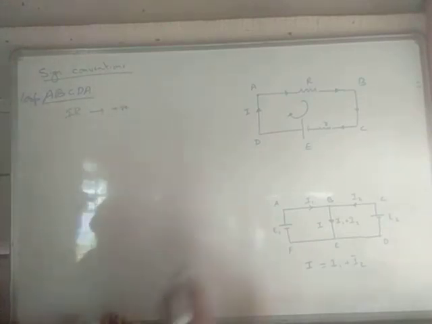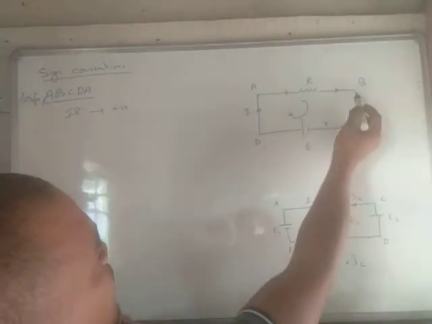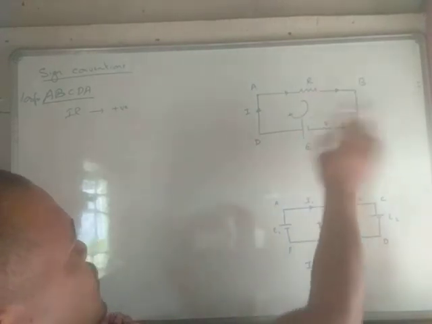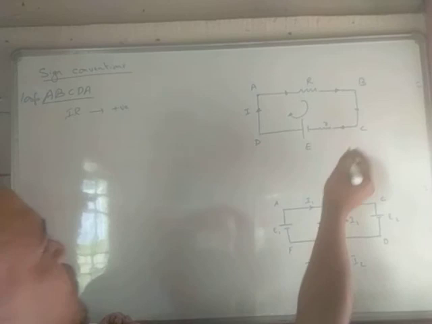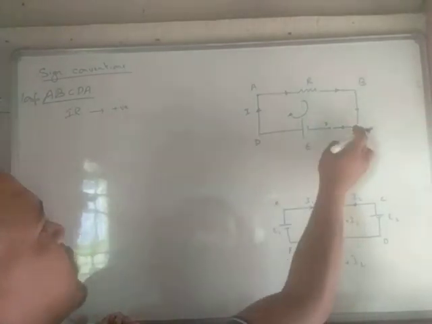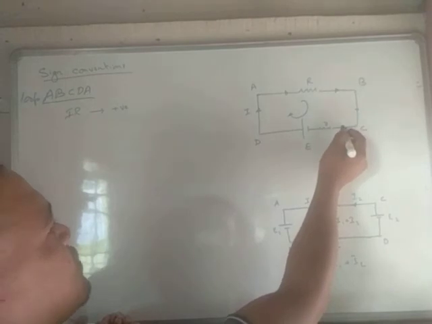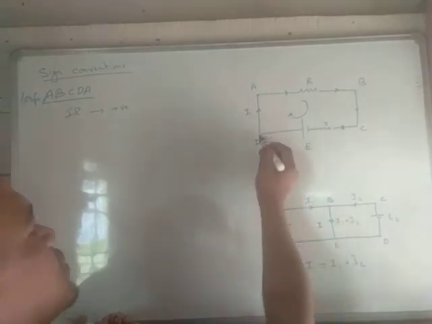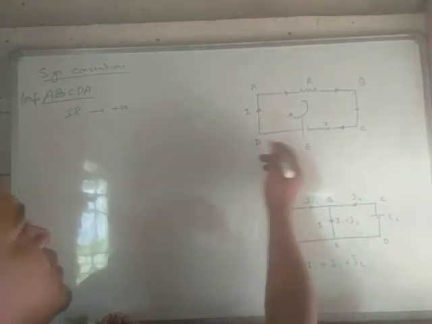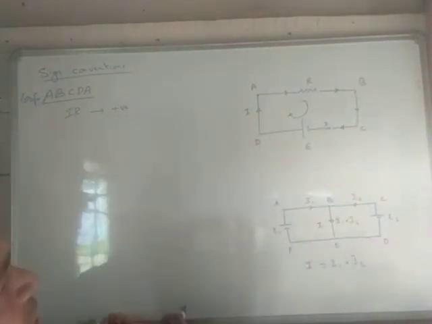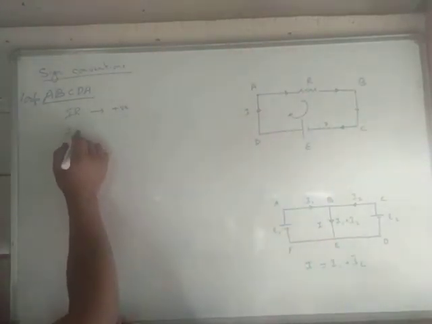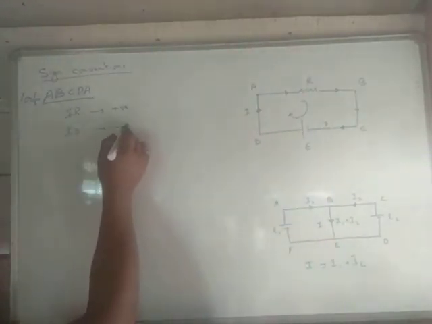Similarly, after AB we have BC, but in the arm BC there is no resistance, so that means there will be no potential drop. And now we come to the next arm, that is CD. In the arm CD also we see the direction of current is in this direction, and the path you are traveling across this resistance, CD, is along the same direction as the current, so the potential drop across this small r also will be positive.